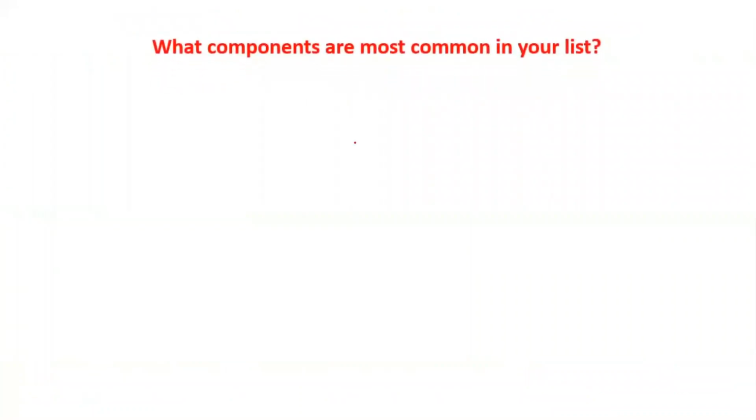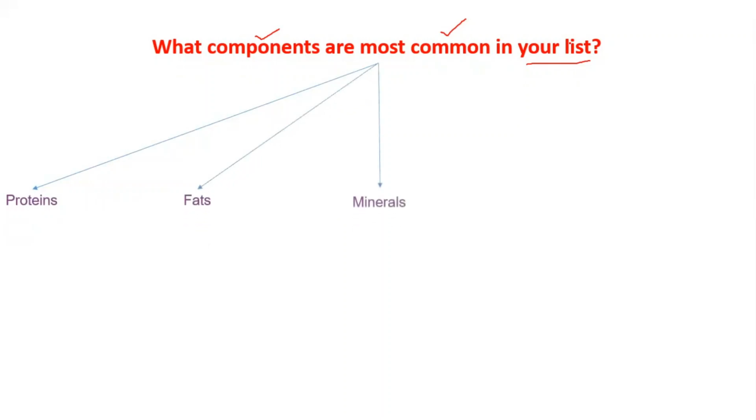What components are most common in your list? So now we are going to discuss the components which are common in our food list. Number 1, proteins. Number 2, fats. Number 3, minerals. Number 4, carbohydrates. And number 5, vitamins. So in our food list, these things are common.